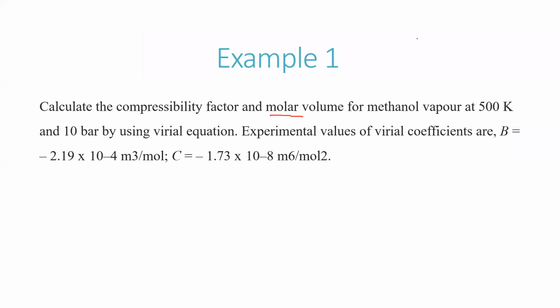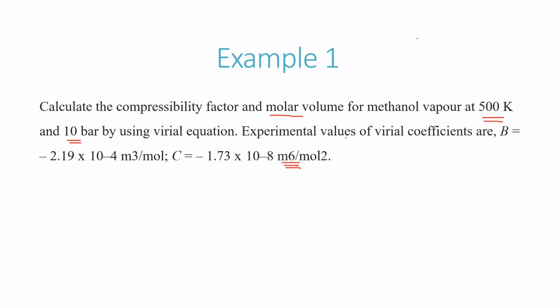Experimental values of virial coefficients are given. All right, so now we are again supposed to decide the unit that we are going to use. We have pressure in bar and temperature of 500 Kelvin. Pressure we are not going to use that much for now because we are more interested in volume, but yes, we will be using it further. First of all, we're supposed to get the units straight over here.